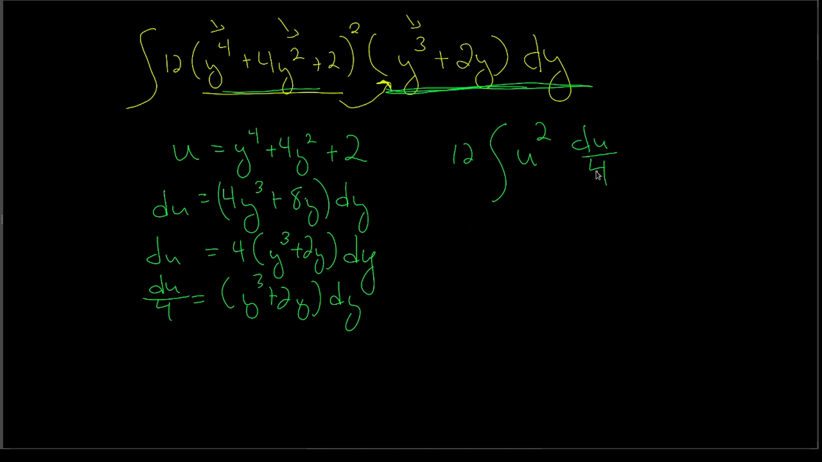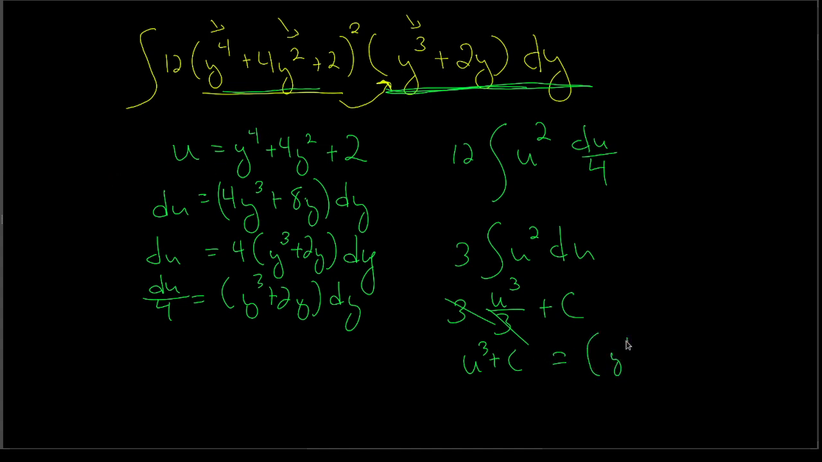And a little bit more rearranging, I'll bring this 1/4 out front, so I'm going to get 3 u squared du, which is 3 u cubed over 3 plus some arbitrary constant c. These will cancel. So I'm going to get u cubed plus c. And substituting back what I have in here, I have y to the fourth plus 4y squared plus 2, all cubed, plus my arbitrary constant of c.